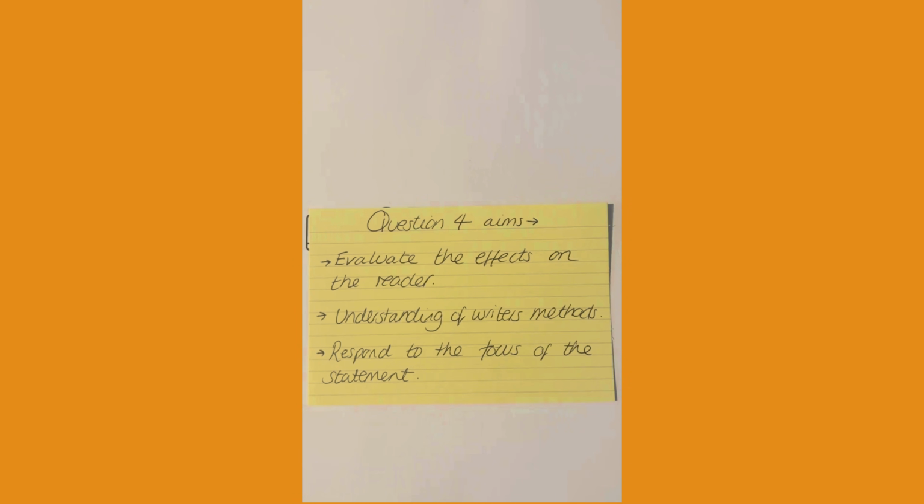And be really successful at it. So the aims of question 4 is to evaluate the effects on the reader. You have to show an understanding of writers' methods, and you should be able to respond to the focus of the statement. And if you remember, this question will always give you a statement that you have to then say to what extent you agree. So this one is the one we looked at for the monkey paw.